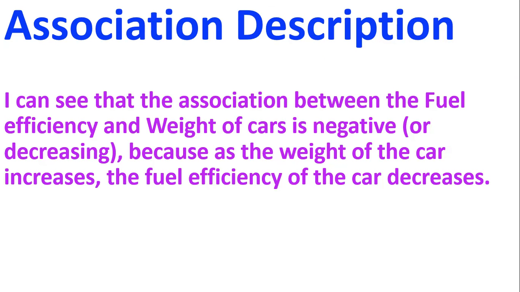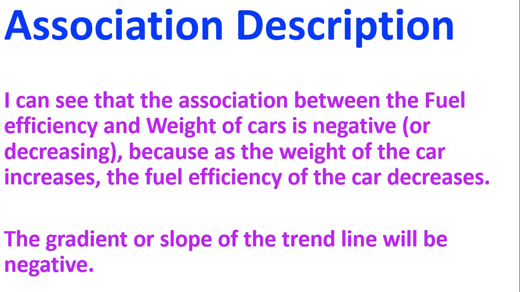So we can talk about how the association, and that's a key word, between the fuel efficiency and the weight, and you can either say it's negative or you can say it's decreasing. And then we need to give our reason why we say it's negative. So it's negative because as the weight increases, our fuel efficiency decreases. So that means that the gradient or the slope of that trend line is going to be negative. And we'll get to what that all means when we get to our prediction.